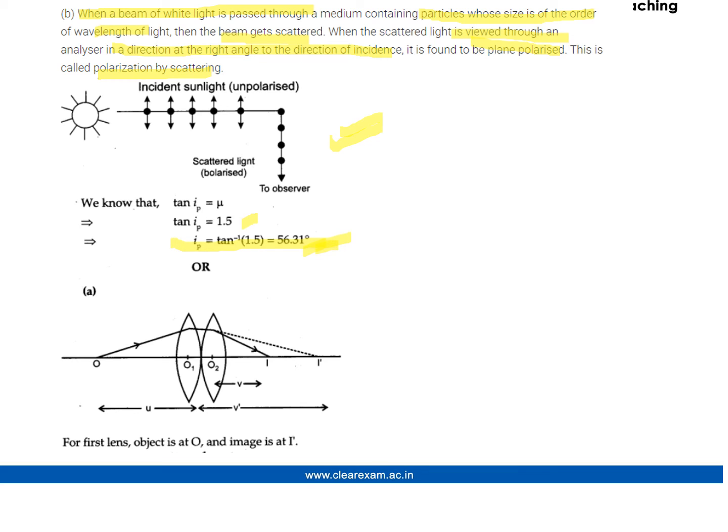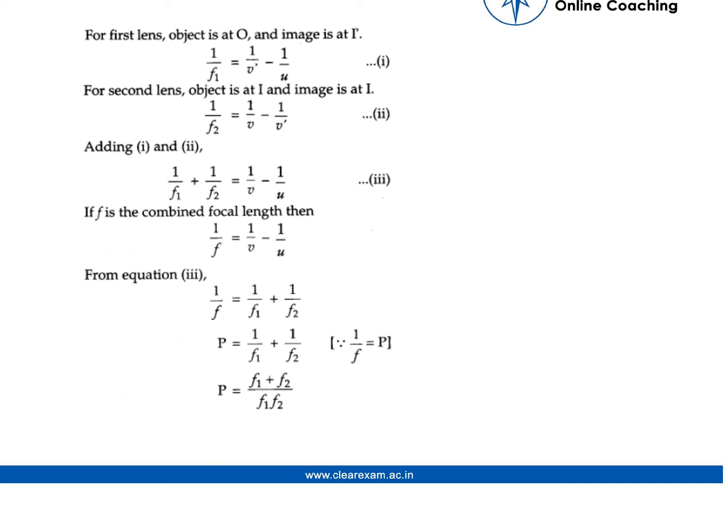Now coming to the OR part. In part A of the OR part question, we will draw this. For the first lens, the object is at O and the image is at I'. So we will write this equation accordingly.